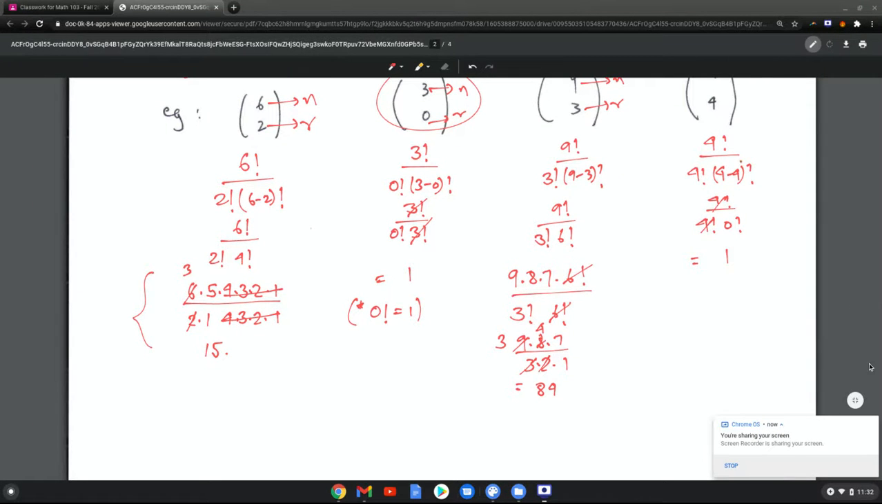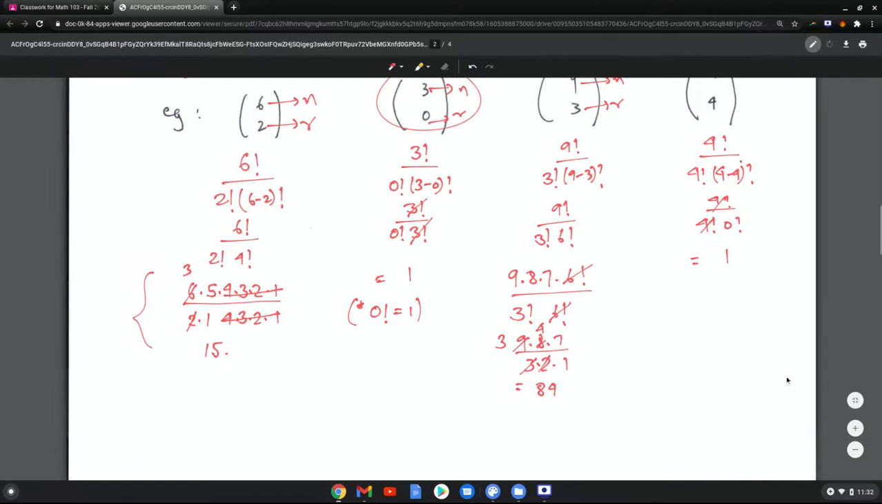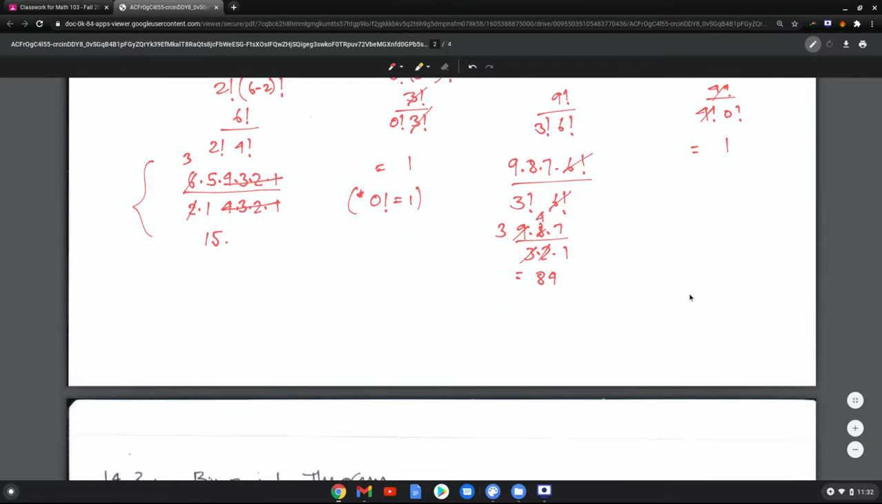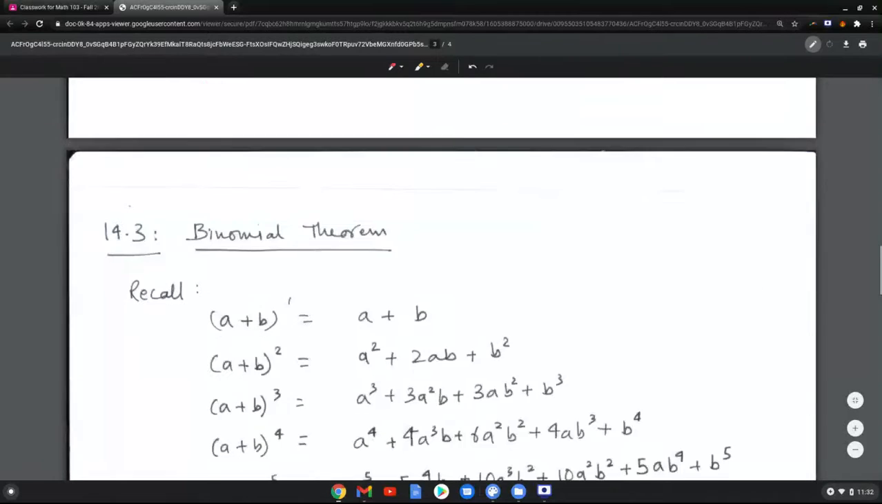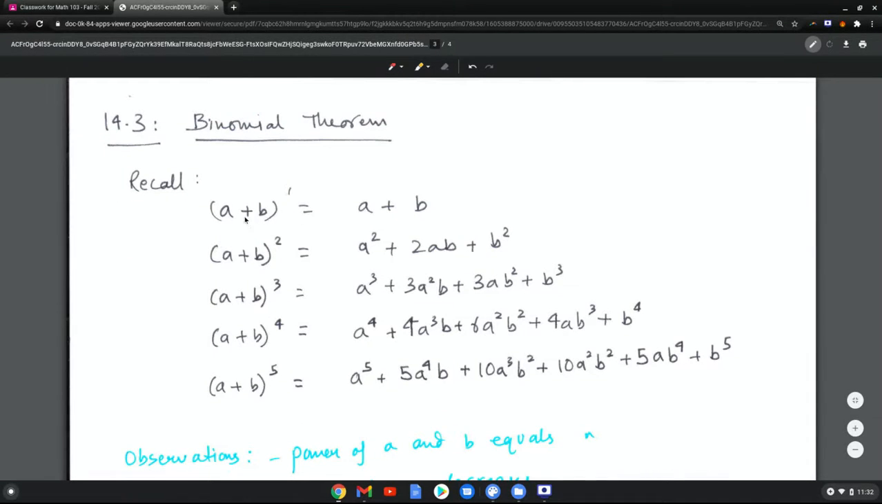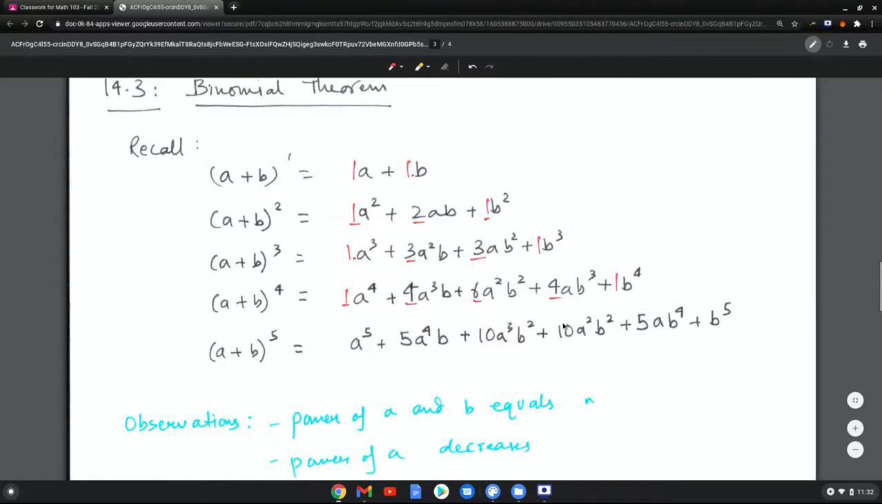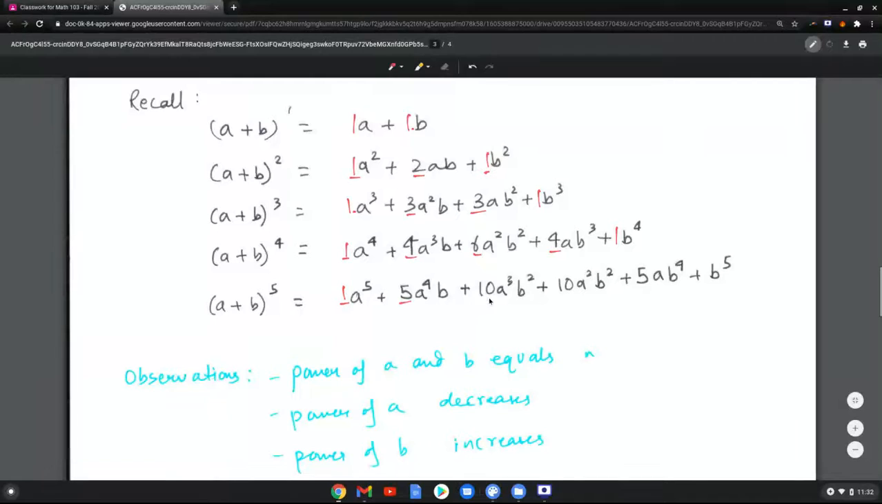Recall our goal. Our goal was to understand the coefficients of higher powers of a binomial. If I have a plus b, I get a plus b. A plus b whole squared, I have 1, 2, 1. You think of this as 1, 1. This is 1, 3, 3, 1. Then I have 1, 4, 6, 4, 1. And then I have 1, 5, 10, 10, 5, 1.